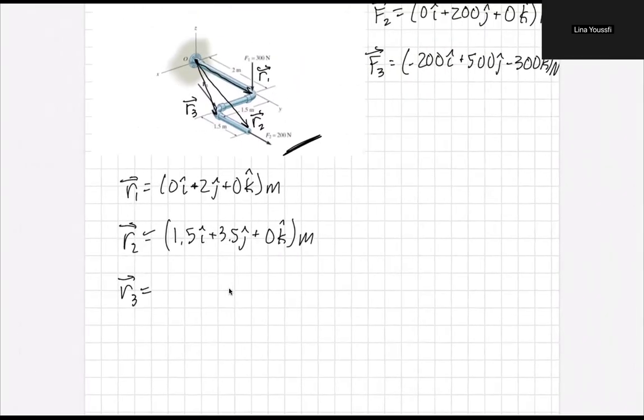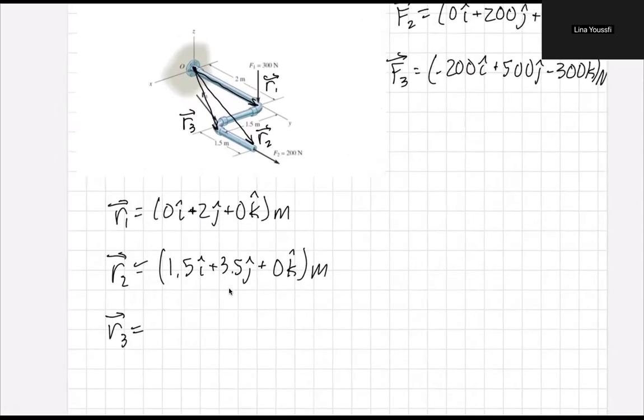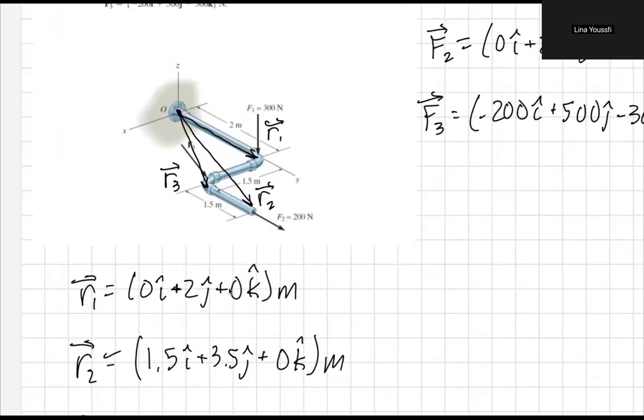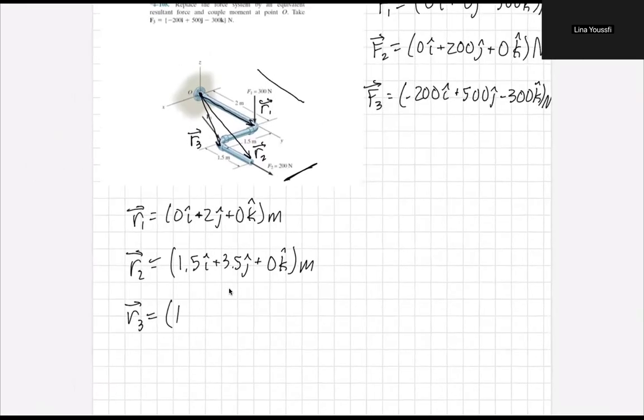All right, now for R3, we can see that this one in the Y direction goes over 2 meters. And in the X direction, it's also going over 1.5. So we'll express that as 1.5 i hat plus 2 j hat, and again, 0 k hat.